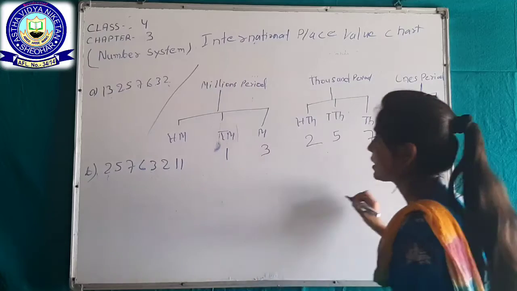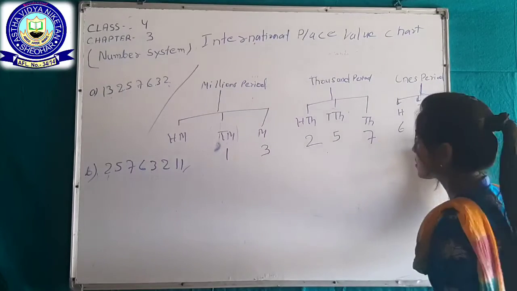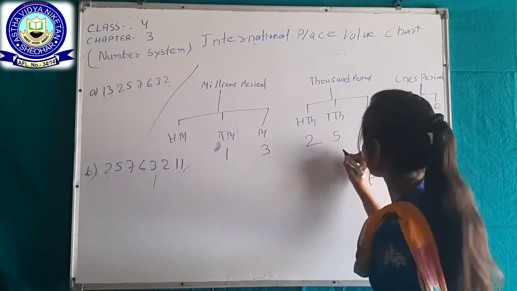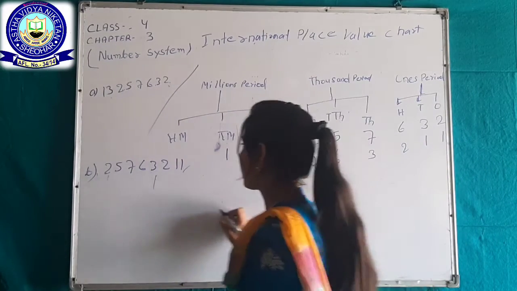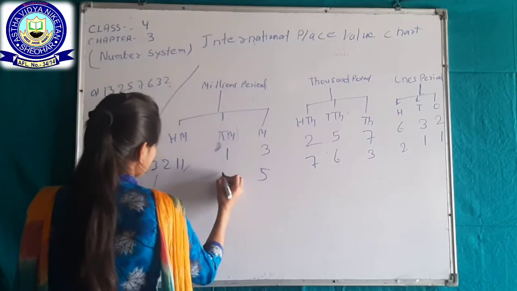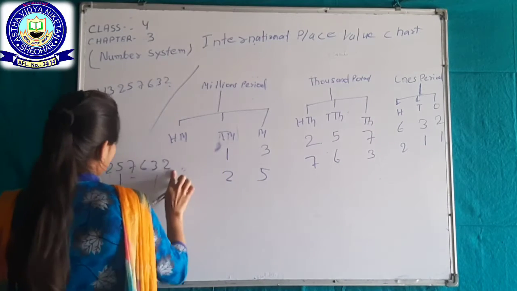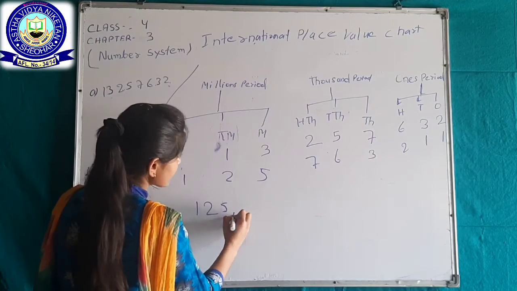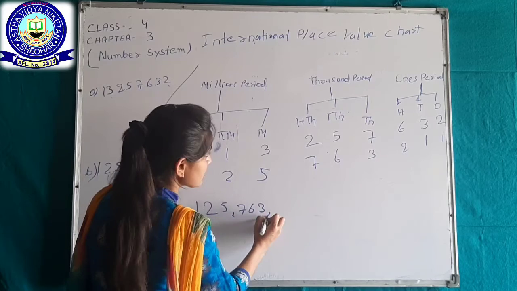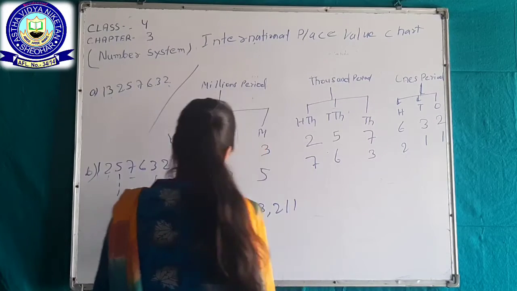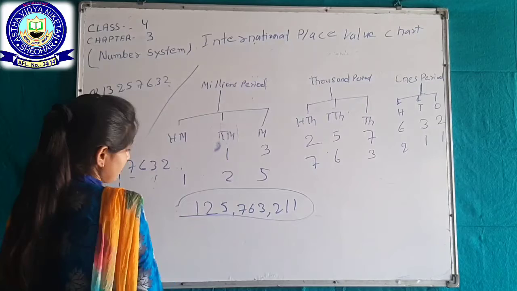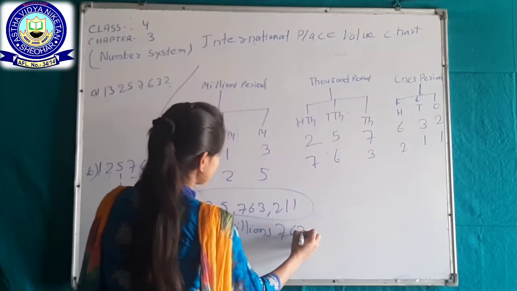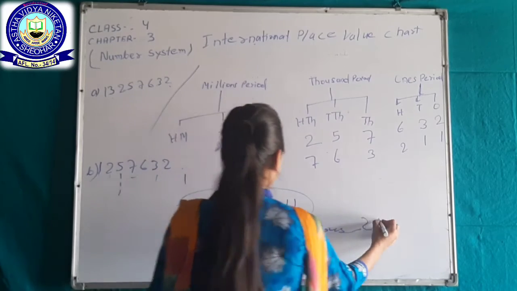You have to write it in the international place value chart. Here is 1 for ones, this 1 for tens, 2 for hundreds, this 3 for thousands, 6 for ten thousands, 7 for hundred thousands, 5 for millions, 2 for 10 millions, and here is 1 for 100 millions. You have to write it in this way: 125,763,000 and 211. This is in our international place value system.